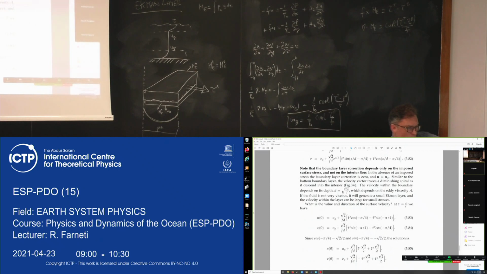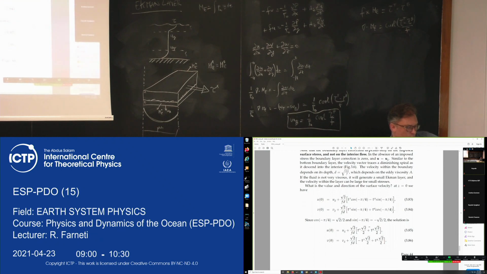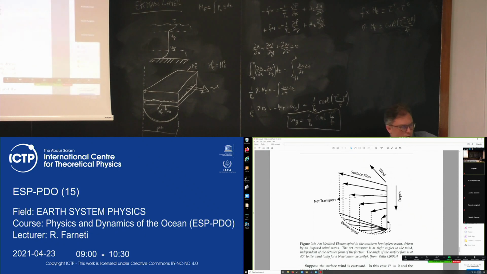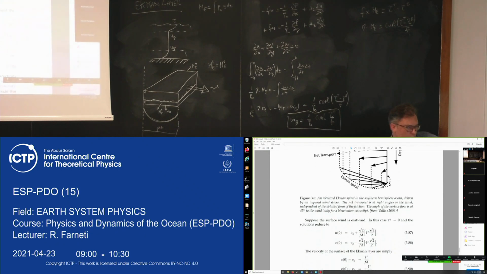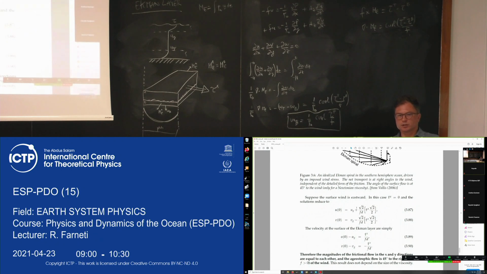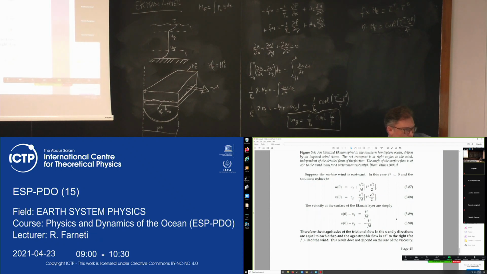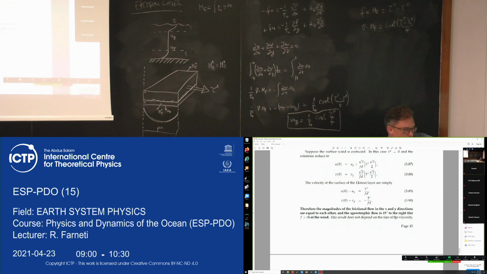Okay, you solve again. What happens at z equals 0? So at the surface, you solve at z equals 0, and again you find the usual spiral. So what you get at the surface is velocities, u and v, that are equal, 45 degrees to the right of the surface wind stress. So the geostrophic flow is 45 degrees to the right for f positive.